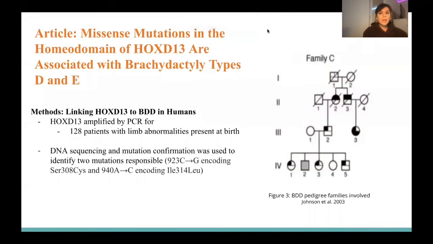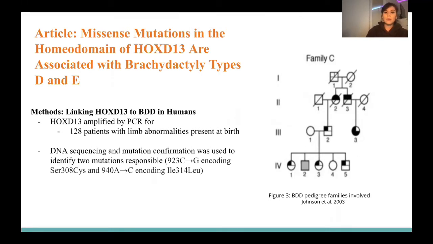The first article that I will be talking about is called Missense Mutations in the Homeodomain of HOX13 are associated with Brachydactyly types D and E. The methods used in this article were linking HOX13 to Brachydactyly in humans. HOX13 was amplified by PCR for 128 patients with limb abnormalities present at birth. The PCR test was testing to see if the HOX13 gene mutation was present in affected families.